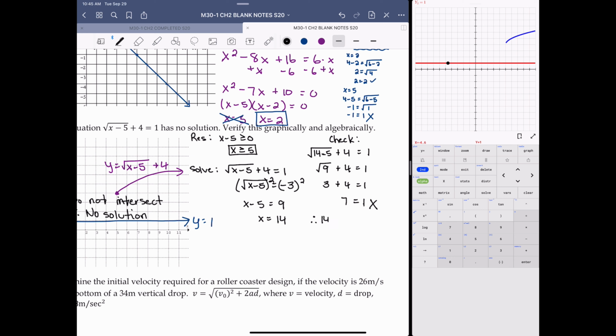Therefore, 14 is an extraneous root, and there are no solutions.